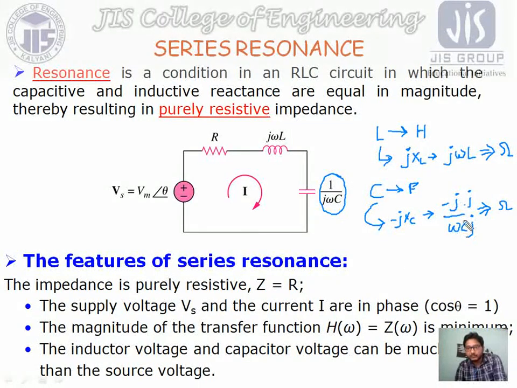Okay, so how will it be? It will be j square, and j square means minus 1. Minus 1 times minus, that will be plus. So plus 1 divided by j omega C, that we can write. So no problem.